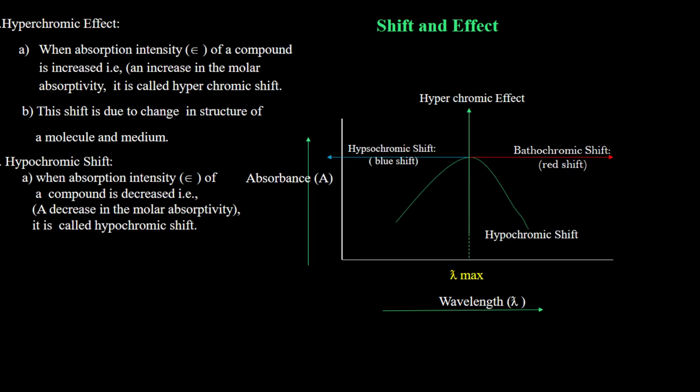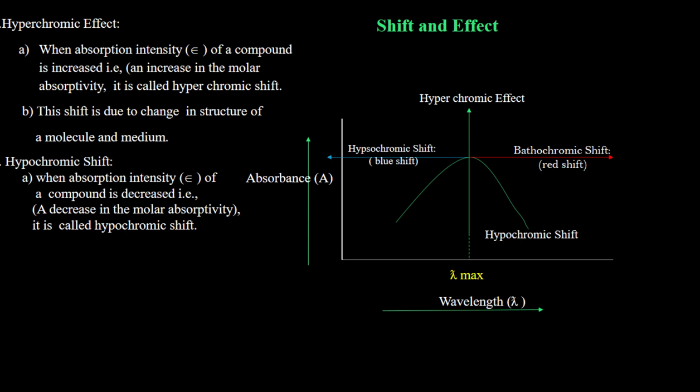hypochromic shift. In this case, when the absorption intensity of a compound is decreased, that is, a decrease in the molar absorptivity, then it is called hypochromic shift. This can be made clear by this diagram, and we can see the shift and effect.